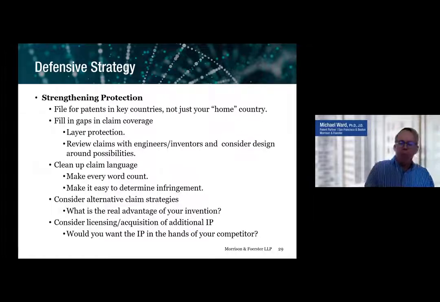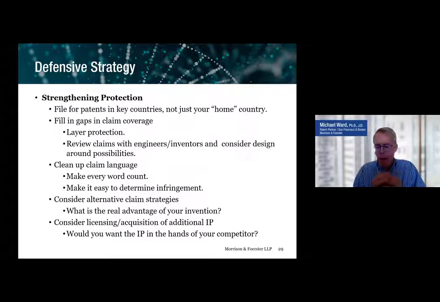It's very important that you strengthen your position continually. You want to file for patents in your key countries, not just your home country. You may be based in Europe. You may be based in the US. You want to file so that you protect more broadly, protect the key markets for your product.